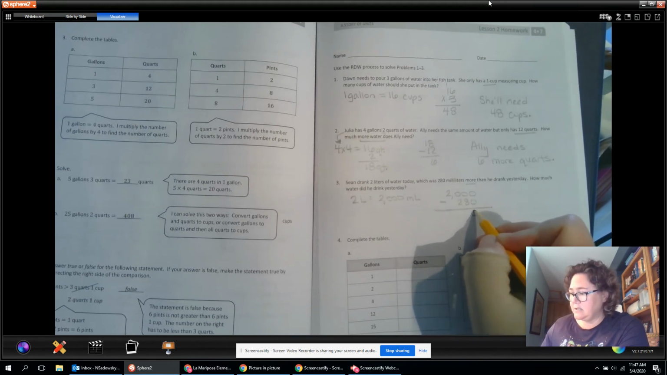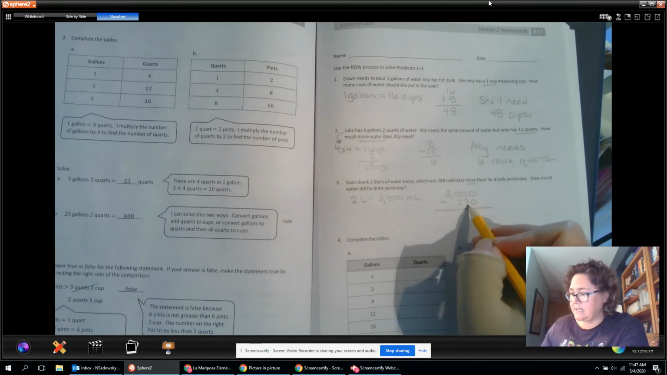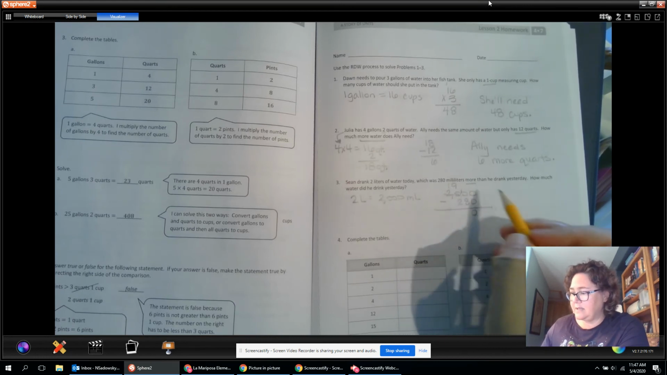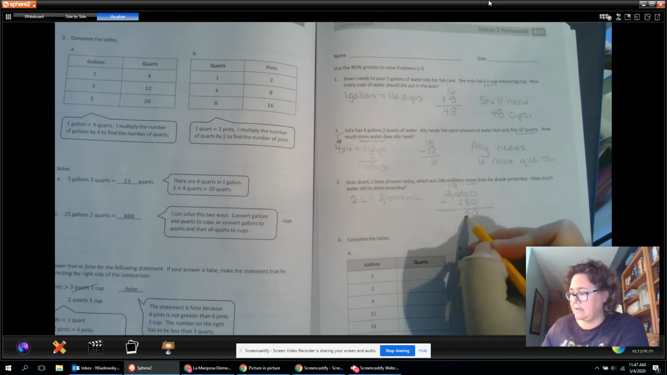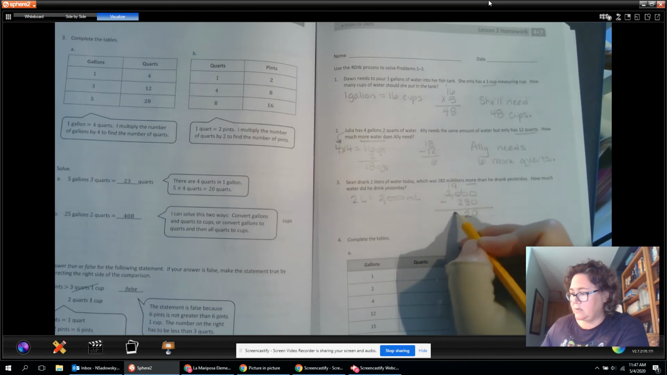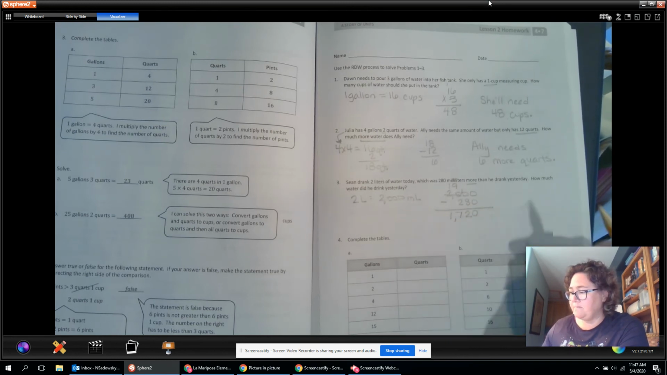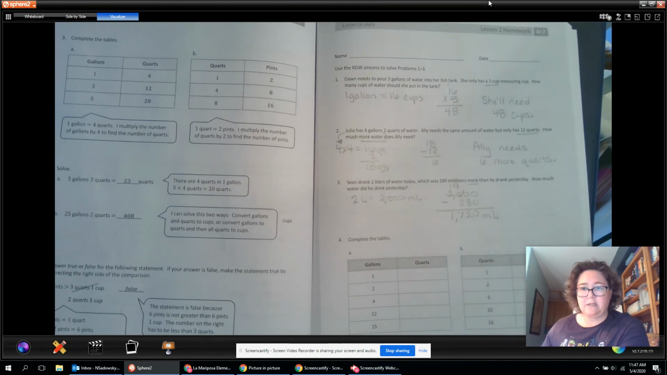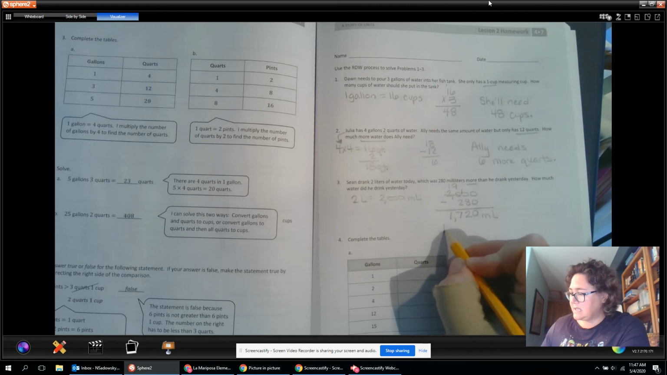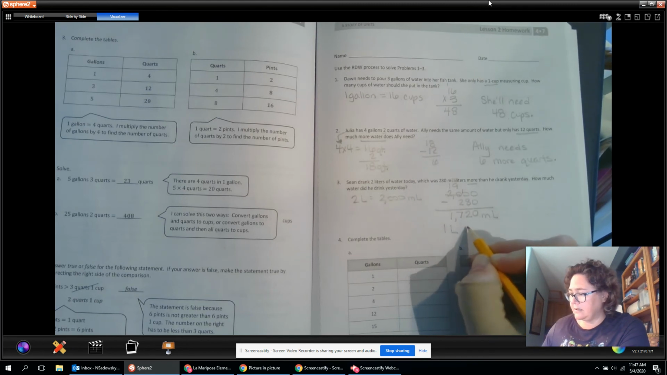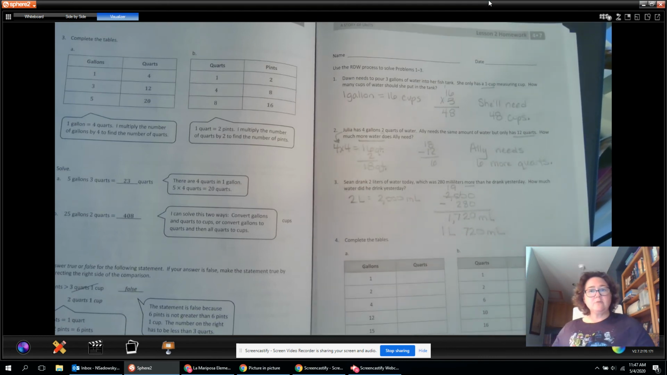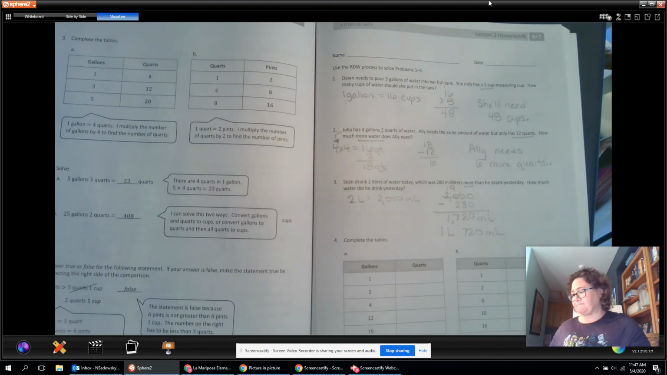0 minus 0 is 0. Can't do 0 minus 8, and we can't borrow from a 0. So I'm going to make this 19, so that can be 10. 10 minus 8 is 2. 9 minus 2 is 7. That's a 1. So we could say it's 1,720 milliliters, or we could say 1 liter, 720 milliliters. Either one of those answers would be correct.